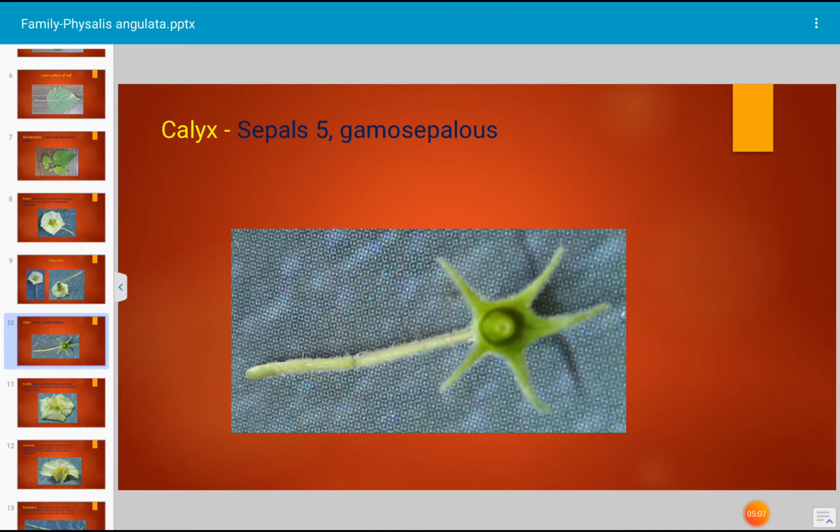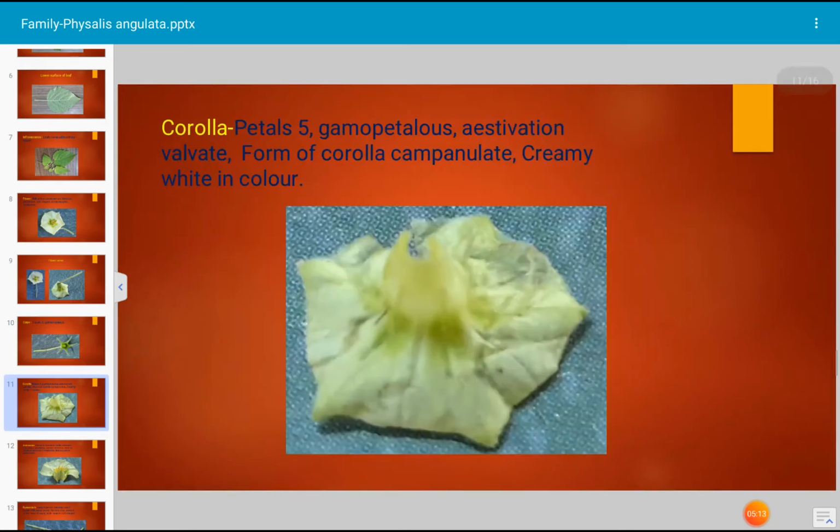Gamo means united. Sepal is the unit of calyx. Gamosepalous, sepals are united. Next, this is the corolla, the colored part of the flower. Corolla consists of petals. There are 5 petals in the flower and all the petals are united to each other. Hence gamopetalous condition is there.